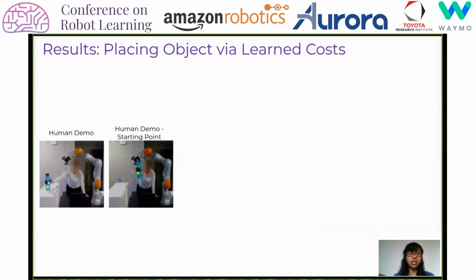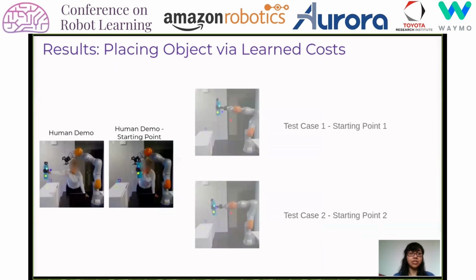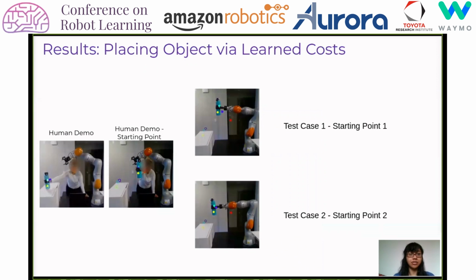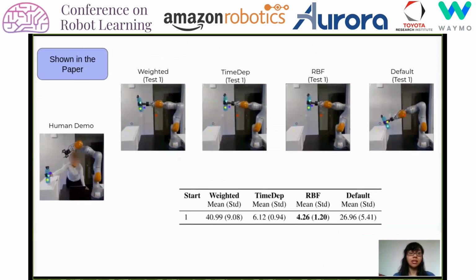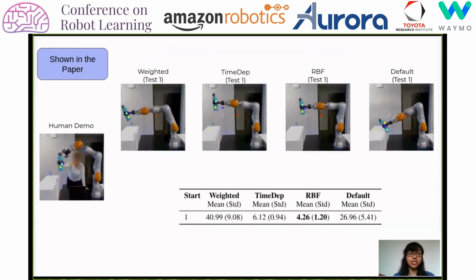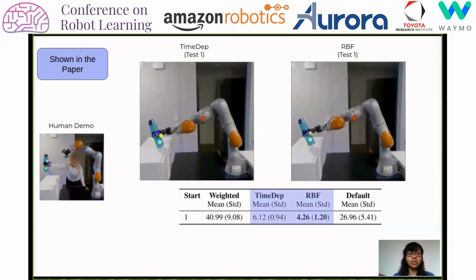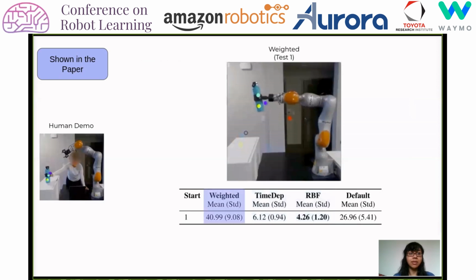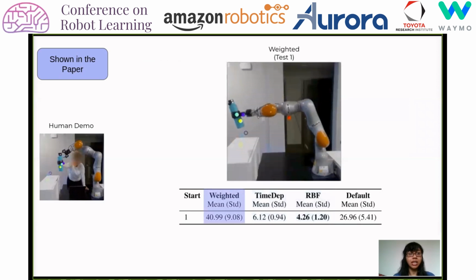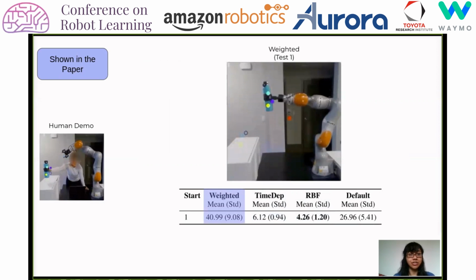We evaluate all our learned cost function parameterizations and the default cost baseline on two different test cases with two different initial robot configurations. The best performing cost parameterization for test case 1 is the RBF cost, with the time-dependent cost being a close contender. We note that the weighted cost is unable to place the object fully on the shelf, indicating that the time dependency component in the learned costs plays some role in ensuring generalization.